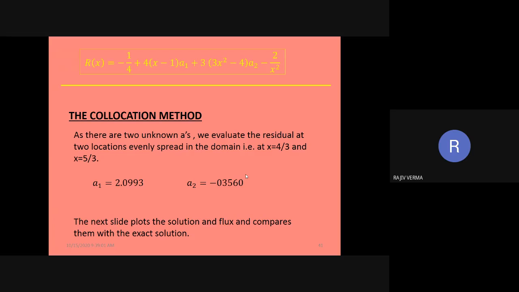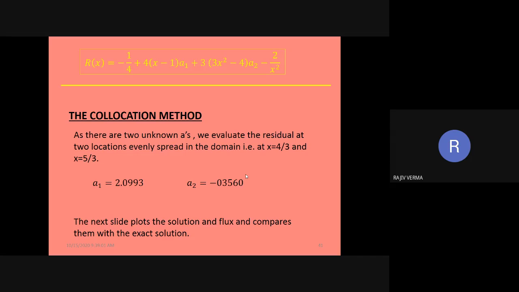And then you are going to plot the result, that is the result of U itself and the result of flux, that is x multiplied by du by dx, over the entire domain starting from x is equal to 1 to x is equal to 2. So this is the first exercise.